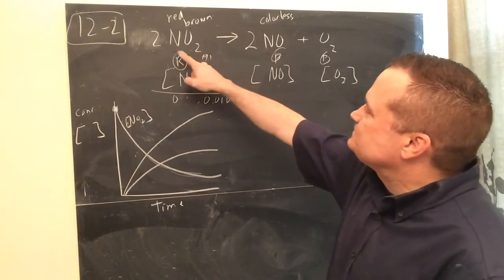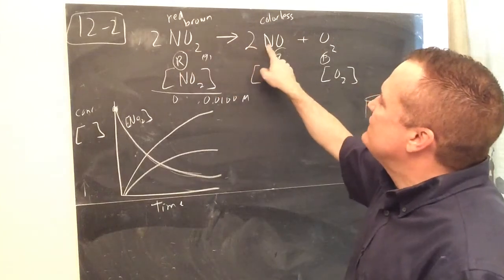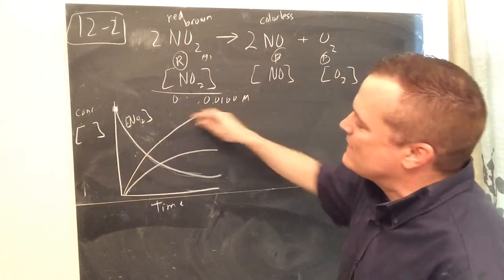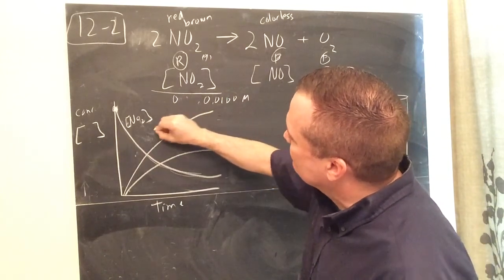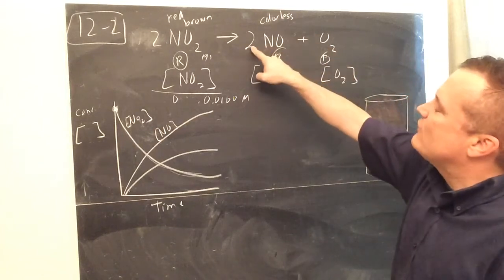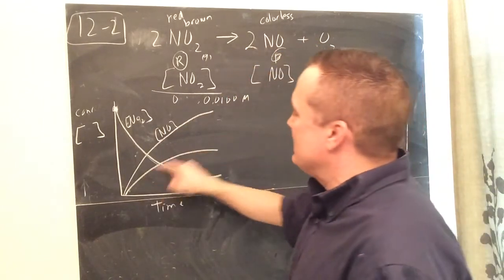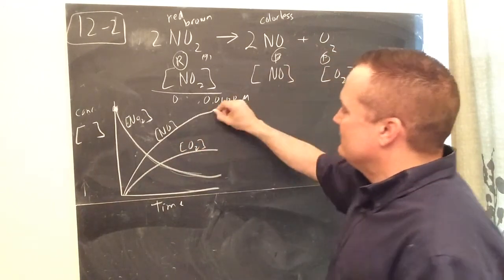So in other words, since it's 2 to 2, this graph will look just like that one, but it will be a mirror, a reverse image of it. So that'll be NO gas. The oxygen will increase at only half the rate that the NO will. Sorry, or half the final volume.